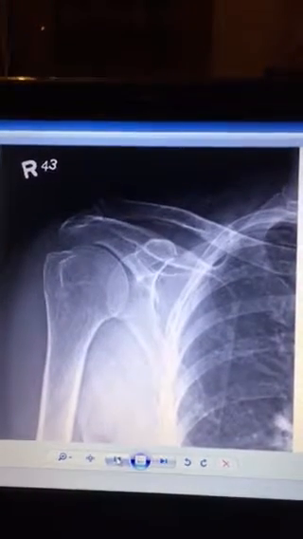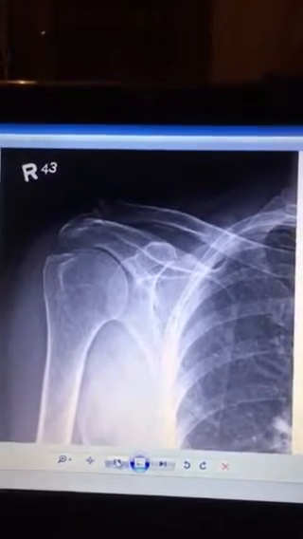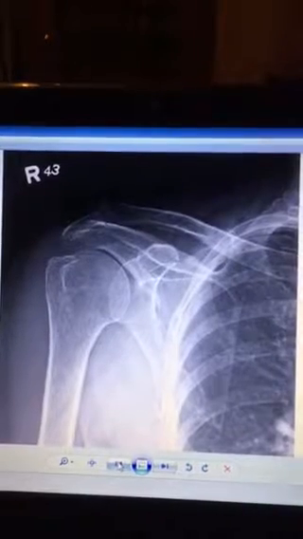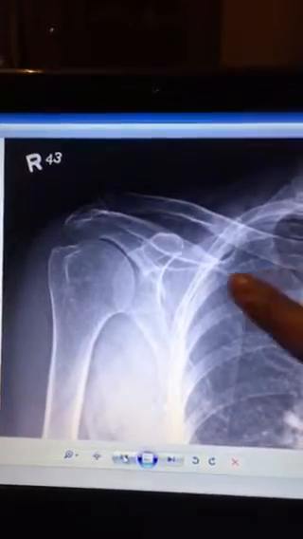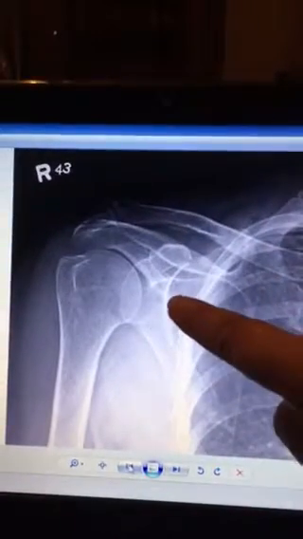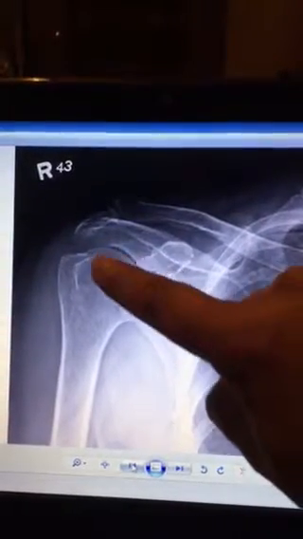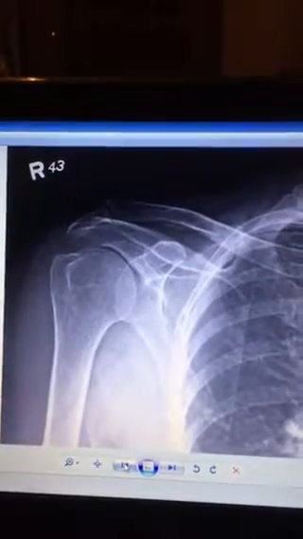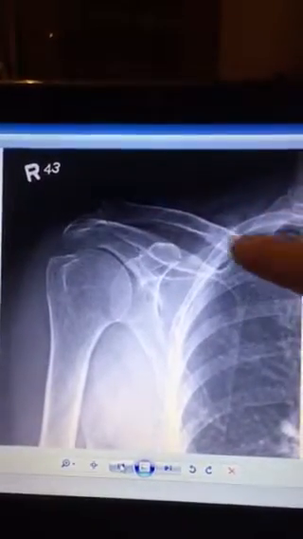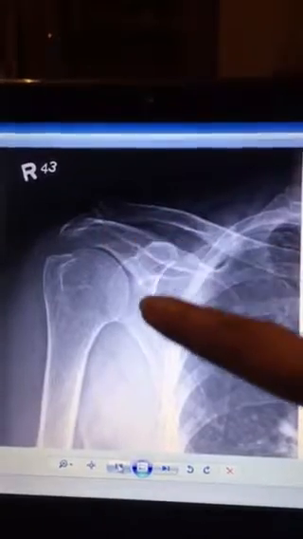With external rotation, I go with my central ray just 1 inch below the coracoid process, right here. With this one I have the greater tubercle in profile. That's the coracoid process. This is the clavicle. I have my glenoid fossa.